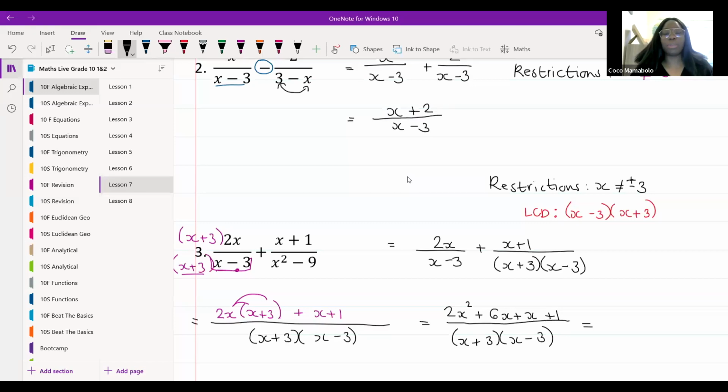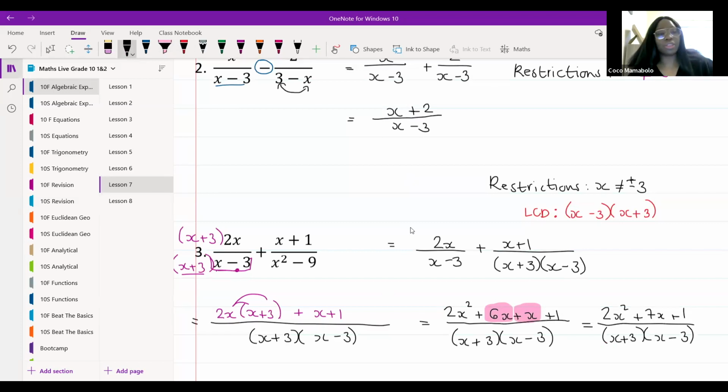All right. So what I'm then going to do over here is add my like terms. So I've got 6x plus x. I'm going to add these two. Right. So I'm going to end up with 2x squared plus 7x plus 1 over, and the denominator must stay the same, x plus 3, x minus 2.